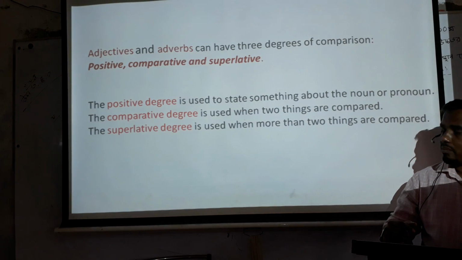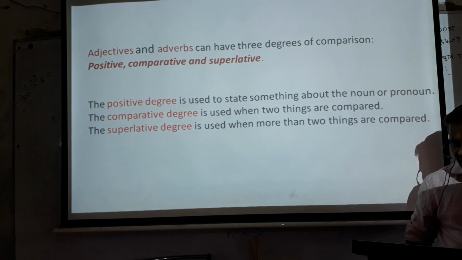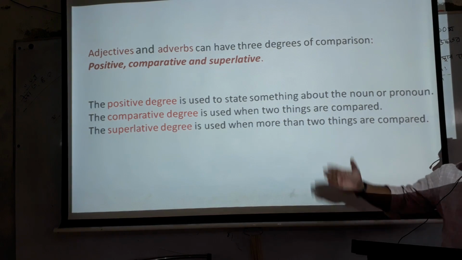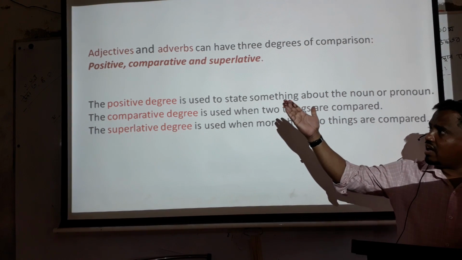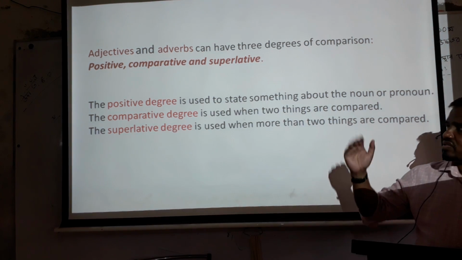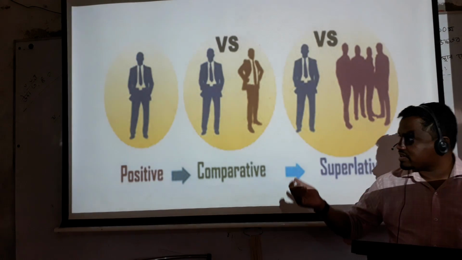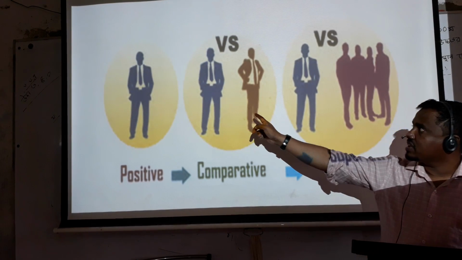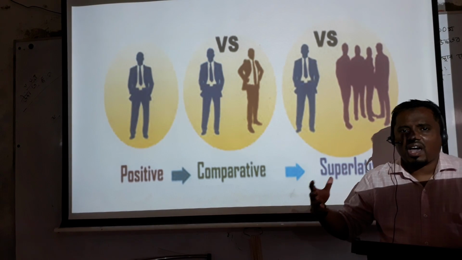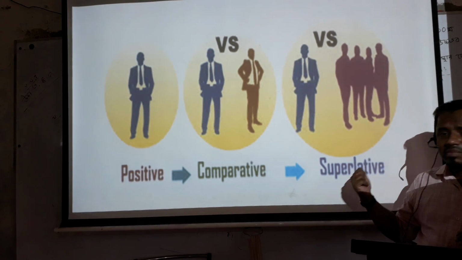So today's topic is comparison of degrees, and it is for class 8 to 10. Now, what is comparison of degree? Adjectives and adverbs can have three degrees of comparison: the positive degree, comparative degree, and superlative degree, that we have seen in our previous slide. From these pictures, you may have some certain ideas about what positive, comparative, and superlative degrees are.